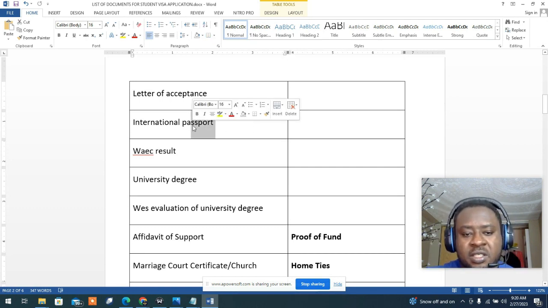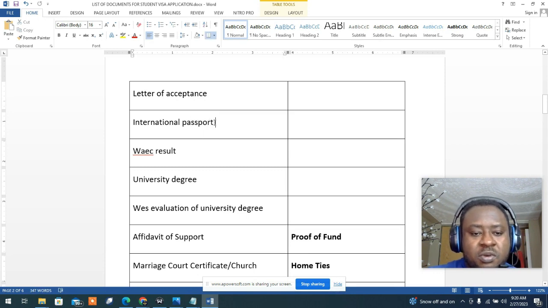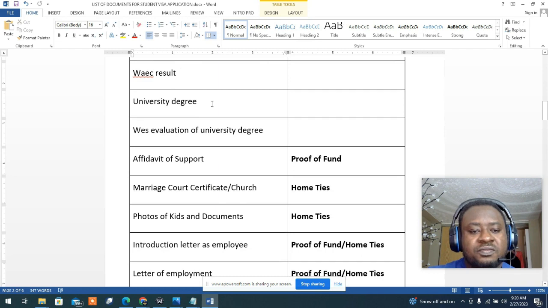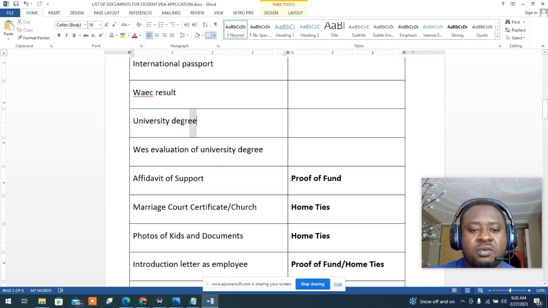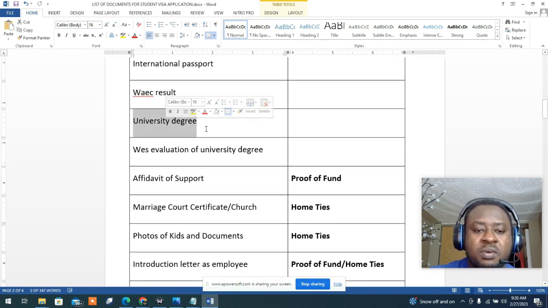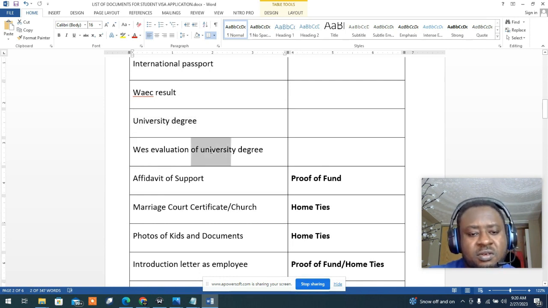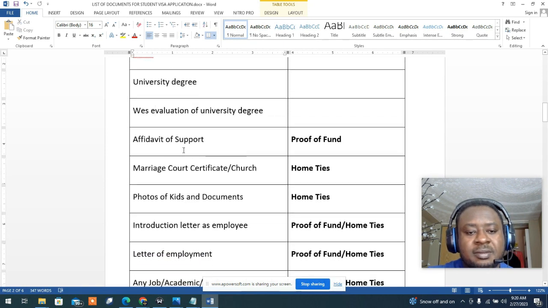Then we'll talk about your international passport. Of course, you upload this. Then your WAEC results. Then your university degree, if you attended a university or a polytechnic. Then if your result is not in English or is in another language, it needs to be evaluated. So you can also include that document.